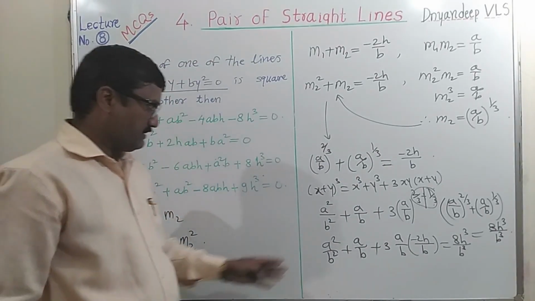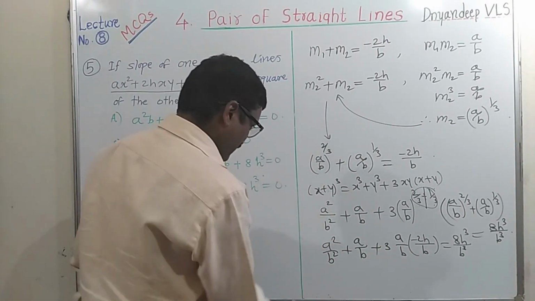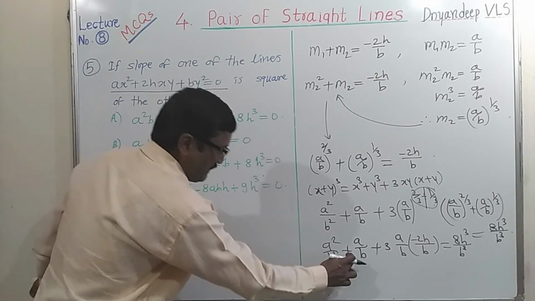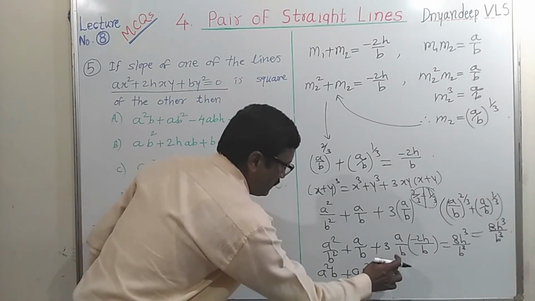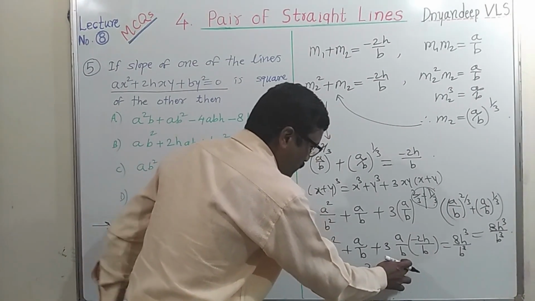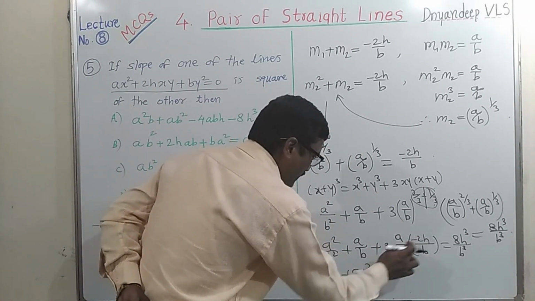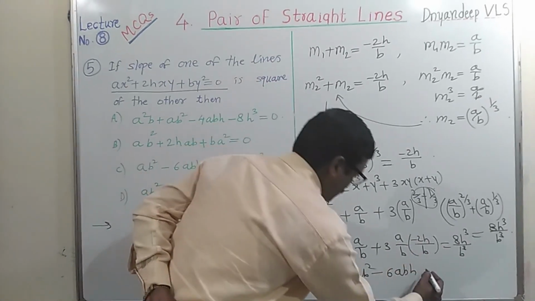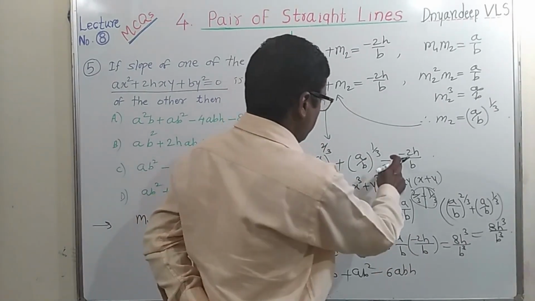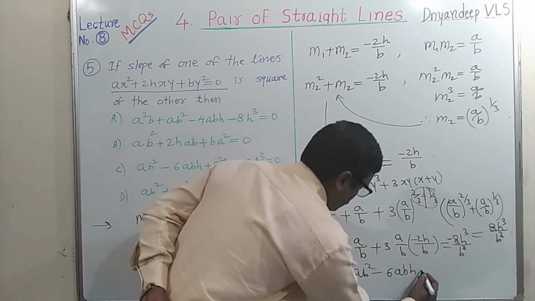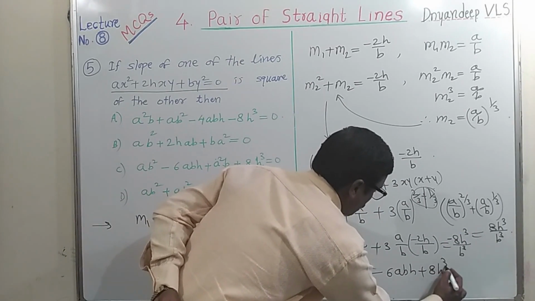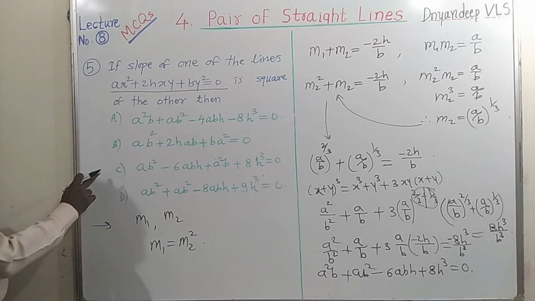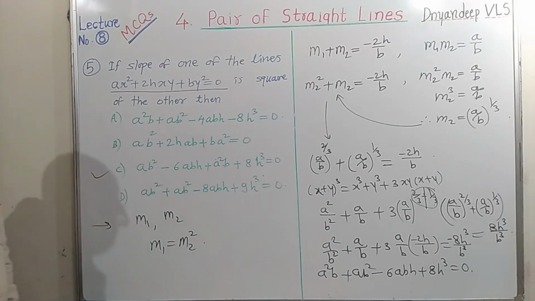Now at the denominator everywhere is b, so multiply each by b^3. Here b^2 gets cancelled, remains b only, so a^2 b. Here one b gets cancelled, so ab^2. Here is b^2, multiplying by b^3, b^2 gets cancelled, remains 1b. It is minus 6abh and the last one, sorry, minus 2h/b^3 is negative, so it is plus 8h^3 equal to 0, and it is nothing but the option number, I think C is the correct option.